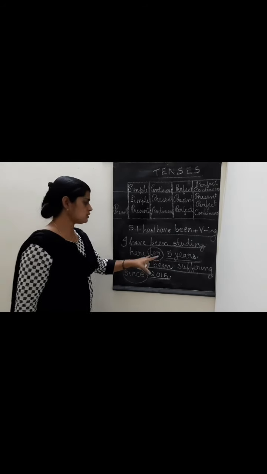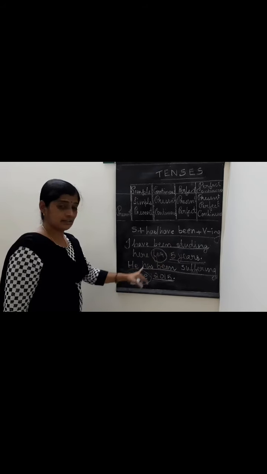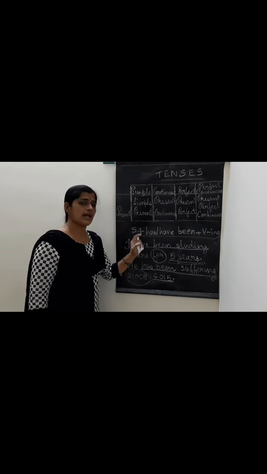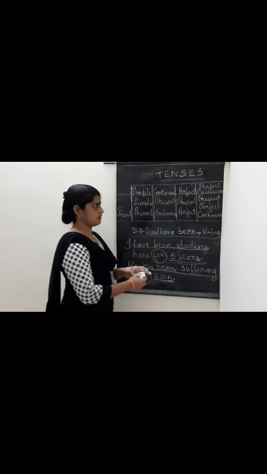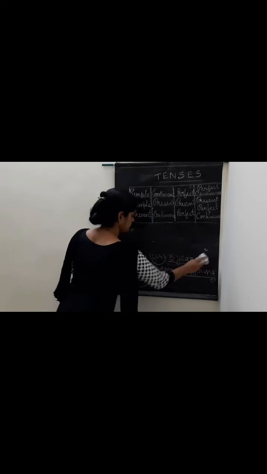Usually you use present perfect continuous tense when you are using the word for or since. It refers to an action which started in the past and which is still continuing. So that is present perfect continuous.